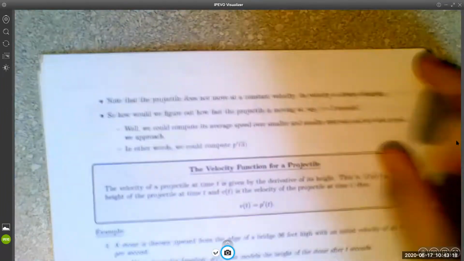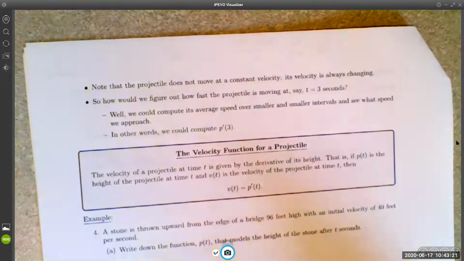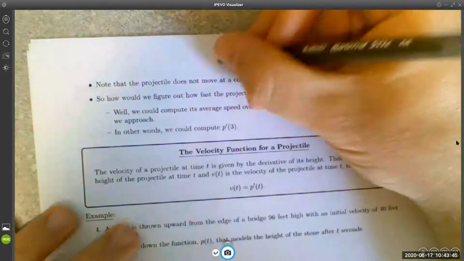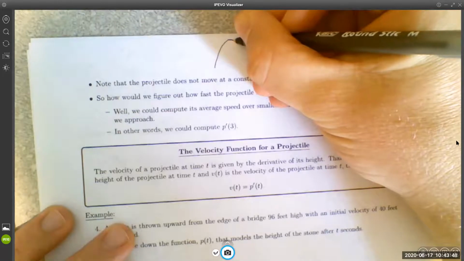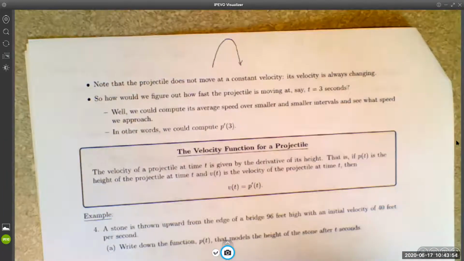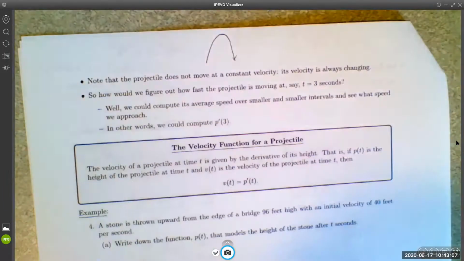Now, note that the projectile does not move at a constant velocity. Its velocity is always changing. When it's initially launched, using the previous example, it was initially launched at 110 feet per second. But as soon as it's launched, gravity starts to pull it back down towards the Earth, right? Gravity starts to work on it. And so its velocity decreases and decreases and decreases until eventually the projectile reaches its maximum height, and then it starts to fall, right? So the projectile does not move at a constant velocity. Its velocity is always changing.